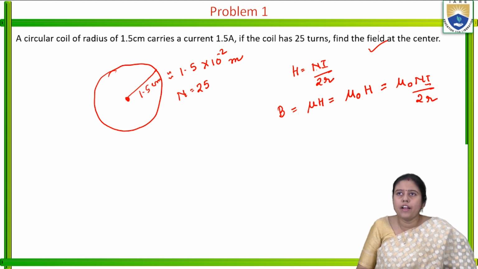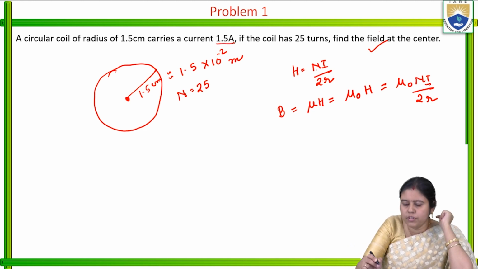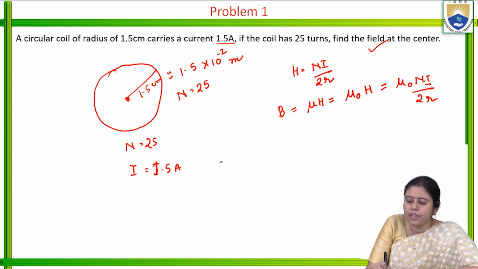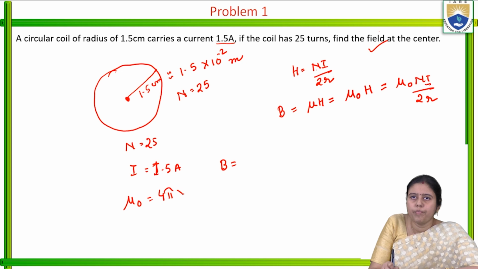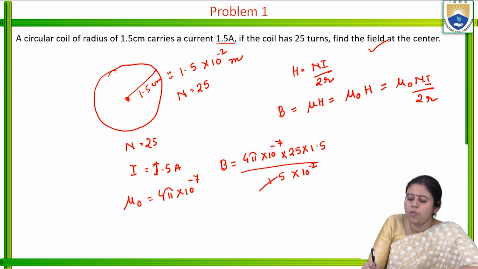Now, what is the value of N? N value is given as 25 and I value is given as 1.5 amps. So what is the value of B? What is the value of mu naught? Mu naught is equal to 4 pi into 10 to the power minus 7. So the value is 4 pi into 10 to the power minus 7 into 25 into 1.5 amps by 1.5 into 10 to the power minus 2.